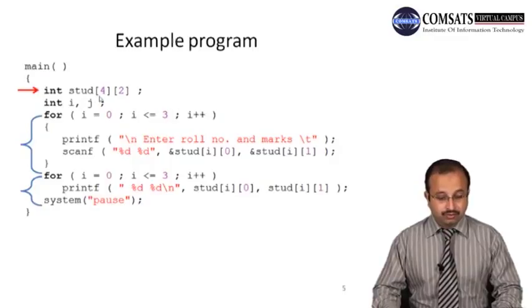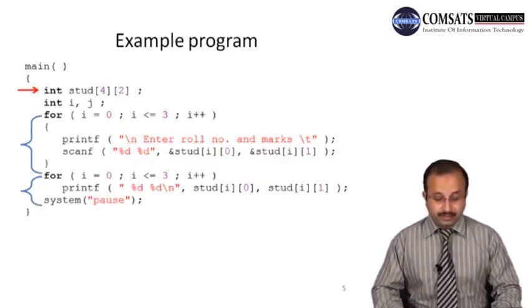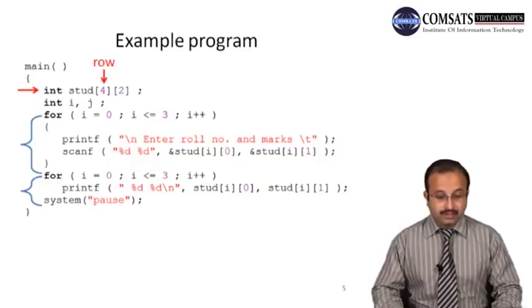So you can see the two pairs of square brackets, the first pair and the second pair. So two pairs of square brackets means that this is a two-dimensional array. And the first one represents the row and the second one represents the column. This means that the STUD array has 4 rows and 2 columns. So whenever you have a two-dimensional array, the first pair of square brackets represents the row and the second pair of square brackets represents the column.